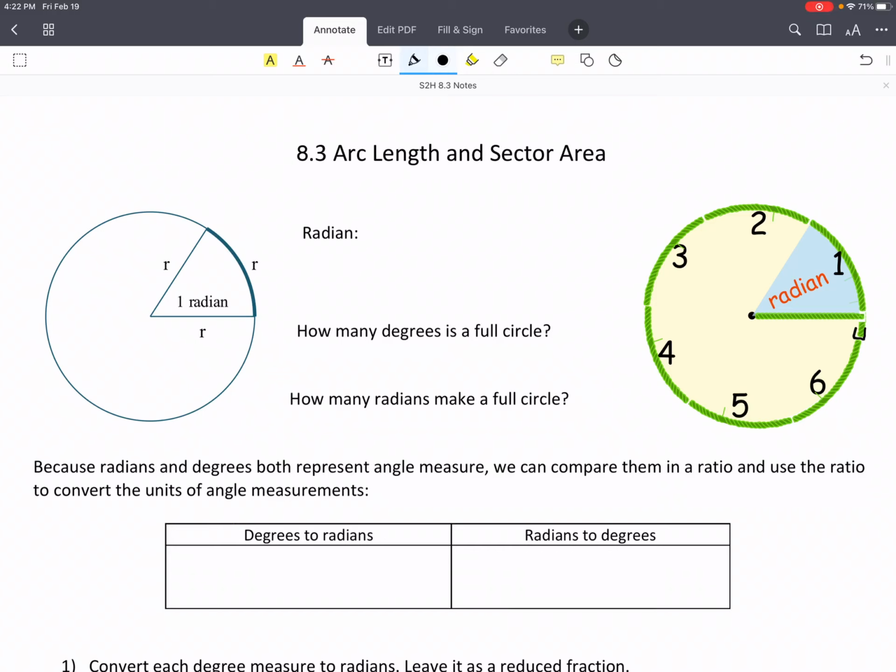All right, let's talk about radians. Your calculator has radian mode and degree mode. We've been dealing with degrees, and we're going to talk about radians. So first off, I'm going to start with the picture on the right.